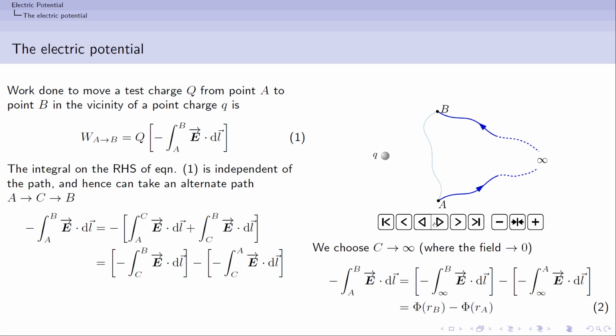Now, coming to why we are taking C at infinity: that's because the electric field varies as 1 by r square. So when r becomes very large, the electric field is going to become very small. That means the electric influence of the point charge at very large distances becomes almost negligible. And if the influence becomes negligible, that means the potential, which we are trying to find here, is also going to become negligible.